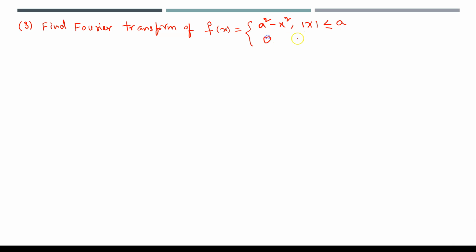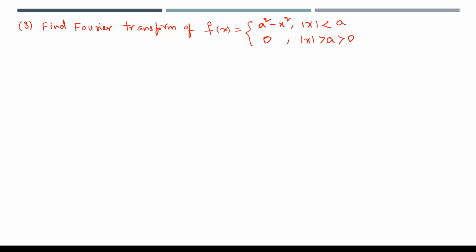Now, let us see this third question. Third question is, find the Fourier transform of f of x equal to a square minus x square, mod x is less than or equal to a, and 0 when mod x is greater than a.